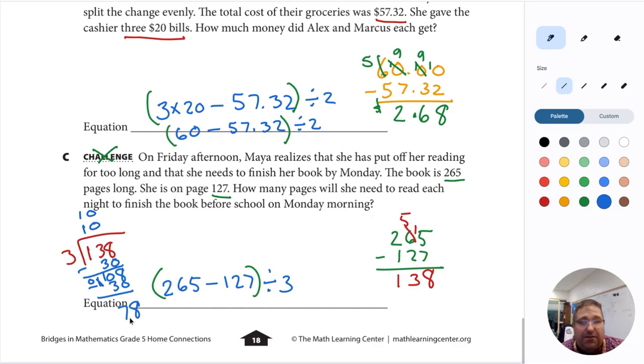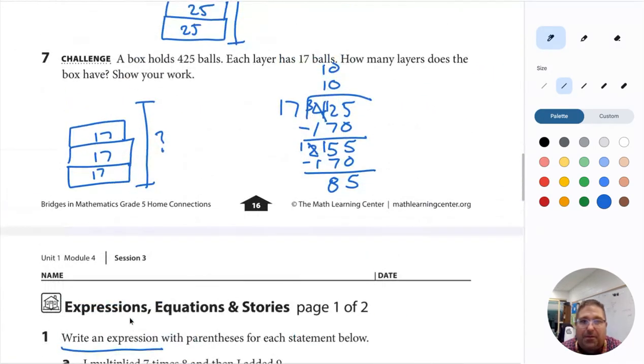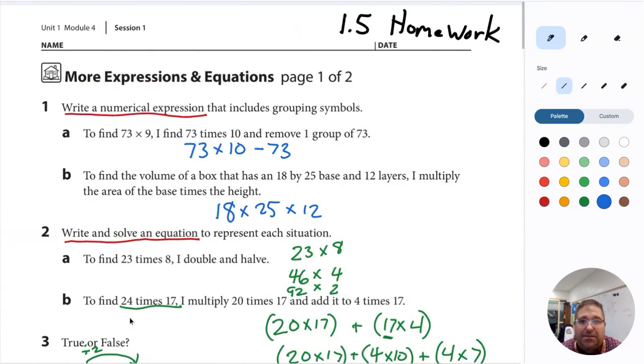I'm going to let you guys finish it from here. But again, we're reviewing the last bit of Unit 1. Some great stuff here. Keep up the good work, and let me know if you have any questions.